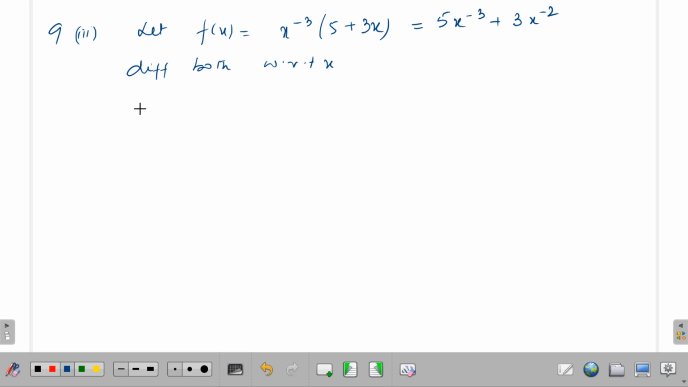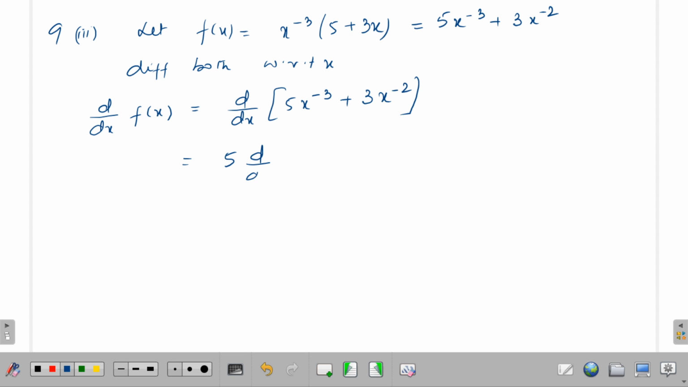So if I differentiate both sides with respect to x, I'll be getting the answer d by dx of your f of x is equal to d by dx of your, I got here 5x to the power minus 3 plus 3x to the power minus 2. So okay, let me do this one slowly again. So 5 is constant, so bring 5 outside, so I'll get here d by dx of x to the power minus 3. Again, 3 is constant, so 3 d by dx of your x to the power minus 2. All right, now again, let me just write the formula. So d by dx of x to the power n is nothing more than n x to the power n minus 1.